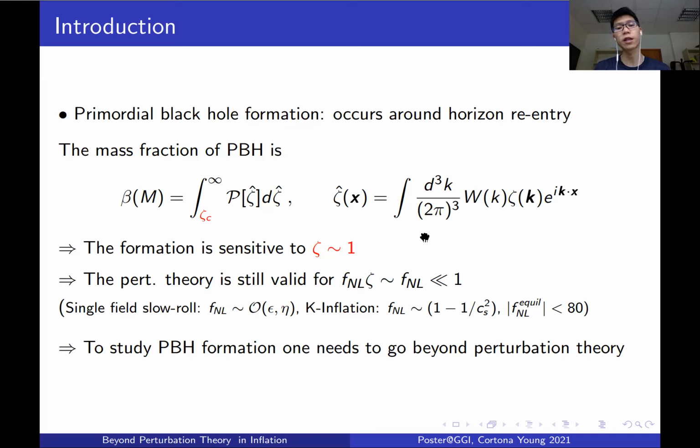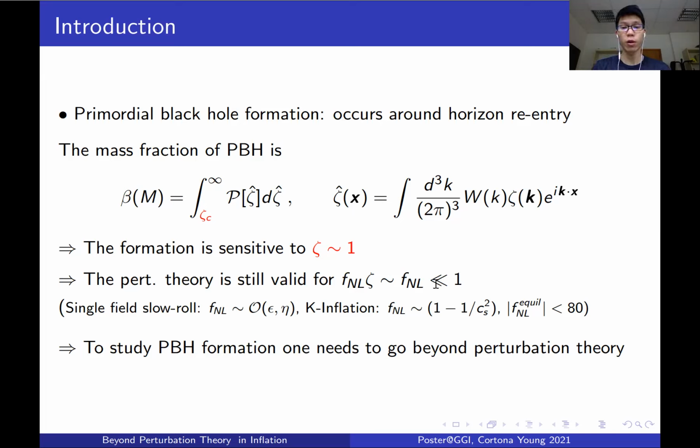And this theta hat is the smoothed version of the primordial field. And remember that in perturbation theory, you have this expansion parameter, FNL times theta. And if theta is of order unity, that is just FNL. So that means if FNL is less than 1, you are still in perturbation theory.